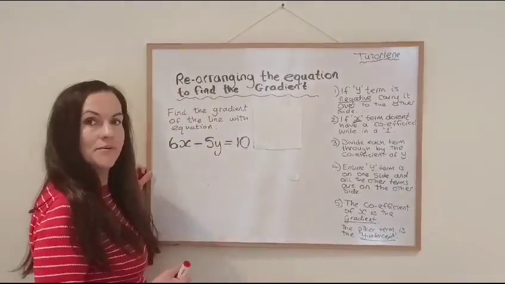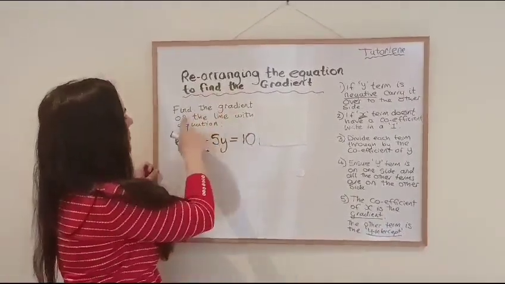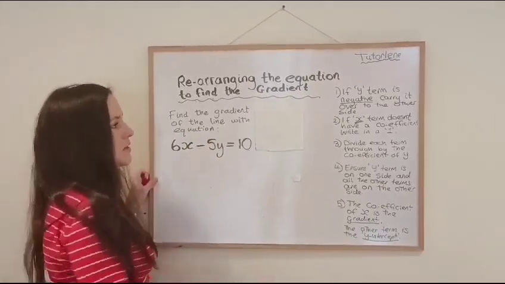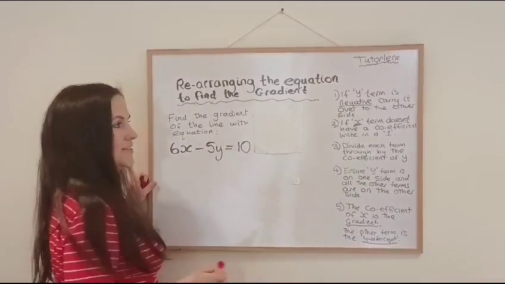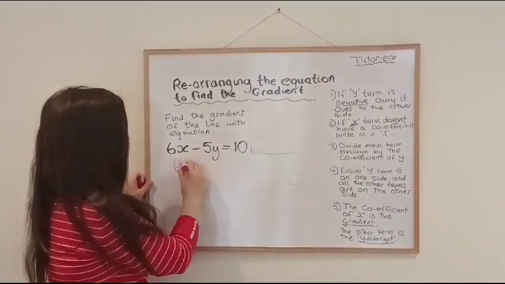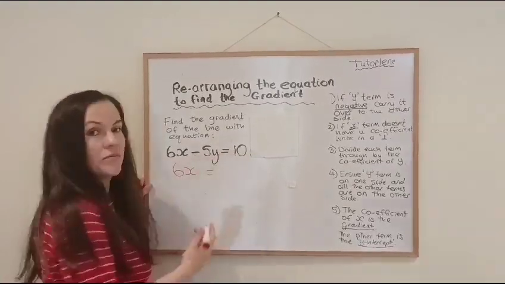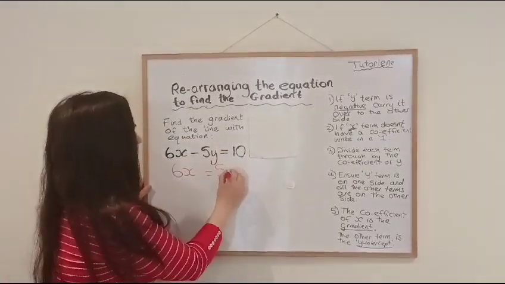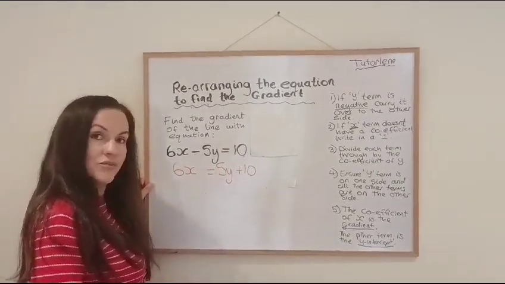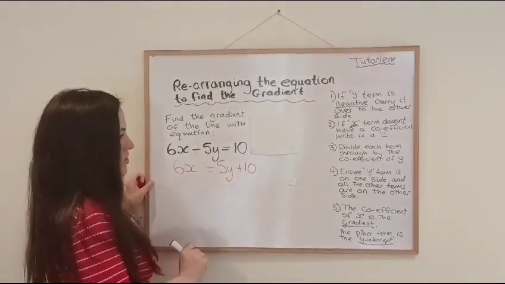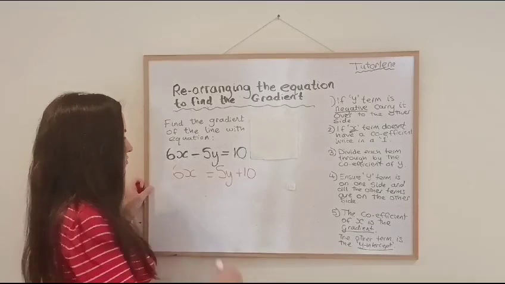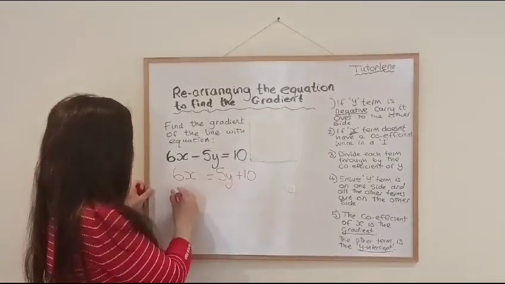This time we have another example, and we're asked to rearrange the equation to find the gradient. We're finding the gradient of the line with equation 6x minus 5y equals 10. So the first step is if the y term is negative, carry it over to the other side. So we've got a negative 5y, so we'll carry that over. When we carry it over, it obviously becomes positive. So we just have 5y equals 6x minus 10. Step 2 says if the x term doesn't have a coefficient, write in a 1. Well, x does have a coefficient, so we don't need to worry about that. Step 3 says divide each term through by the coefficient of y. So we're just dividing everything through by 5.